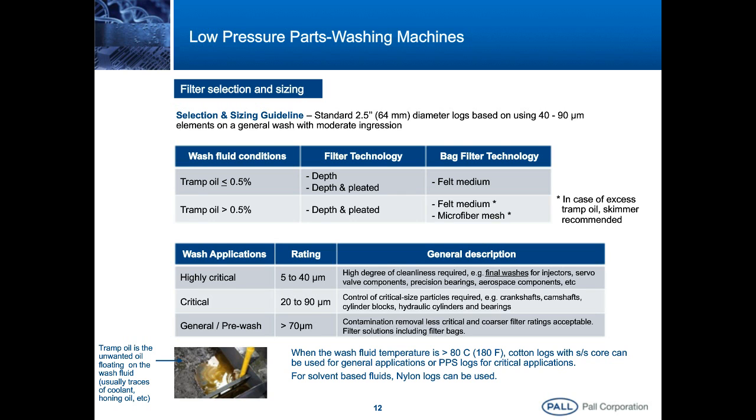The goal is to avoid short service life because of premature clogging resulting from poorer filterability properties of the wash fluid. If bag filters are used, select in priority a felt medium design and, at a lower level, a microfiber mesh design. In case of excess tramp oil, the usage of an oil skimmer is highly recommended. I'll let you read the sizing rules for the different variants of elements.